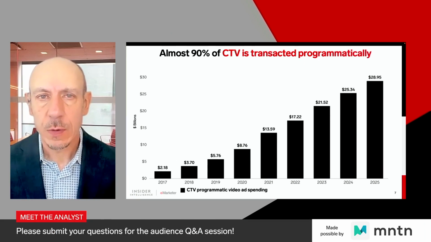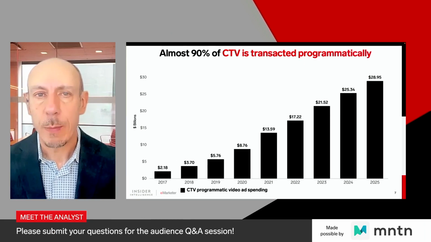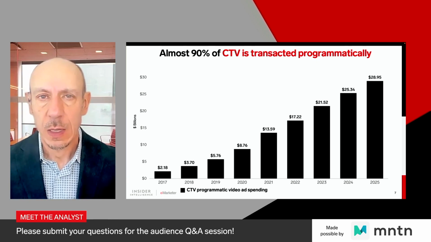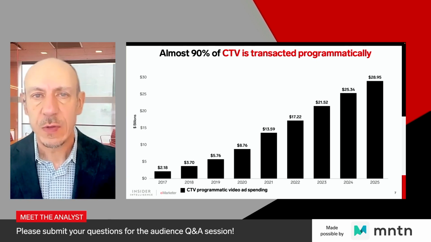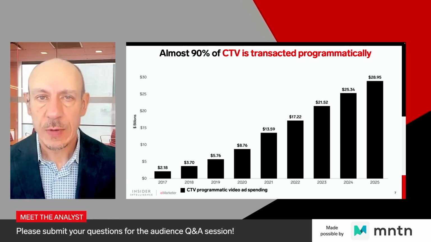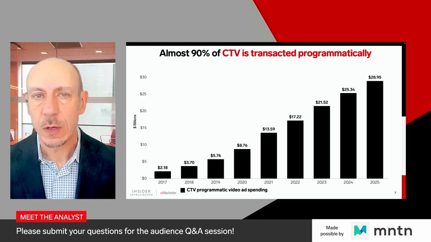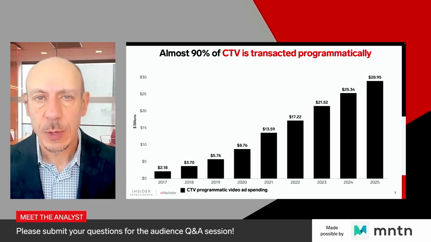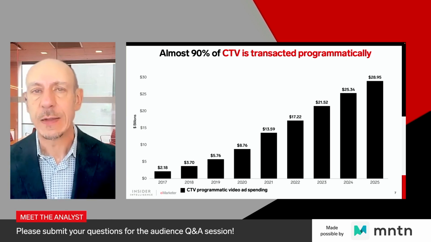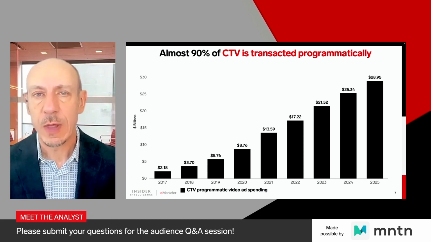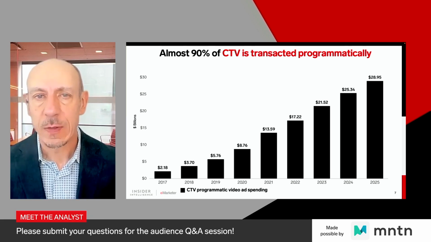Okay, so shifting gears a little bit, I want to spend a minute on programmatic as it relates to CTV. The dollar volume of CTV ad inventory transacted programmatically looks a lot like the top line CTV figures I shared at the beginning. And that's simply because the percentage of CTV inventory that's transacted this way is almost 90% and growing. So I'll come back to that in a second.